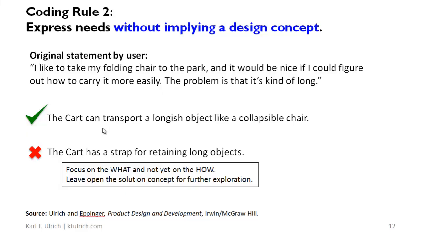So that expresses the need in terms of what the artifact has to do, not in terms of how an artifact might do it. So coding rule 2 is always express the needs without implying a design concept. That is, in terms that are neutral or independent of a solution that you might eventually devise.